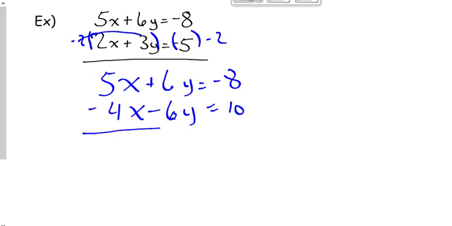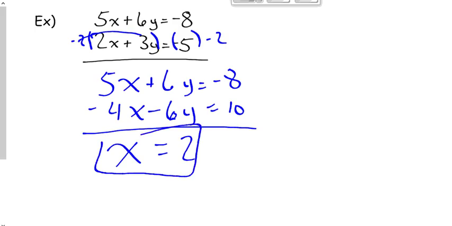And I can go ahead and add those up. So it looks like I'm going to have just an x left over. Those y's are going to be canceled because they're opposites, like we said. And then equals, negative 8 plus 10 would be a 2. So I've got x equals 2. It comes out pretty easy for us after we find that opposite, after we create that opposite.